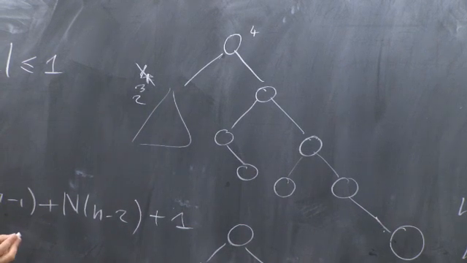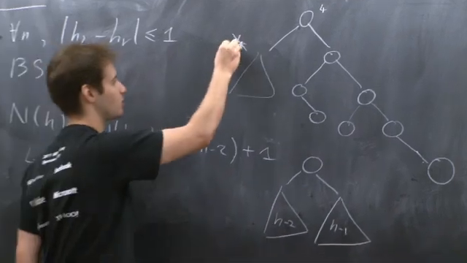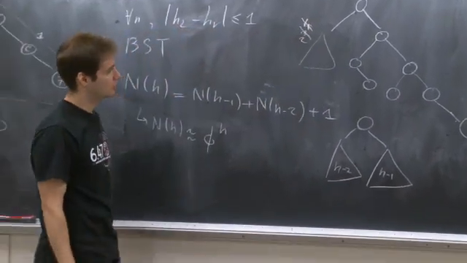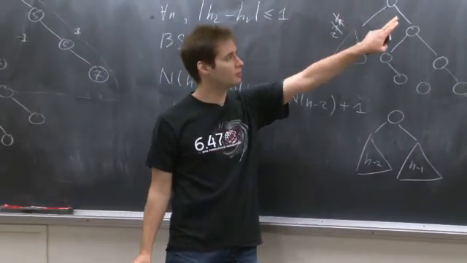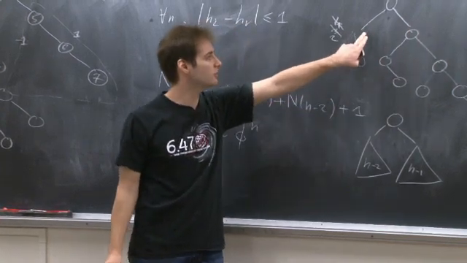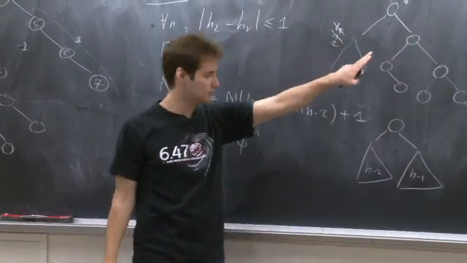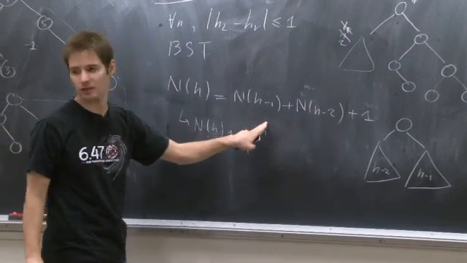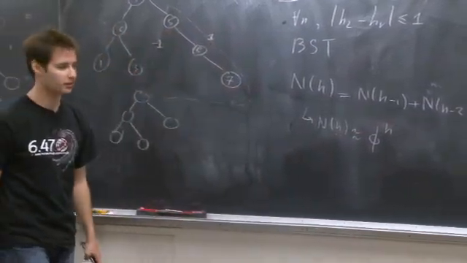A tree of height 2 will have fewer nodes than a tree of height 3. So that's why we're doing it this way. To build a tree of height 4, build a tree of height 3, build a tree of height 2, and connect them together. So that's how we get to this and then this. Okay, cool.